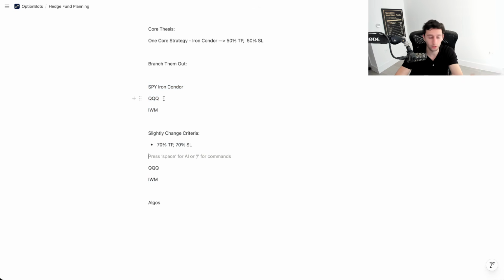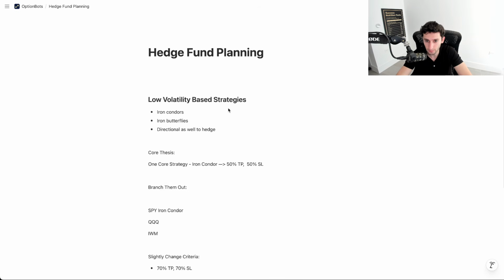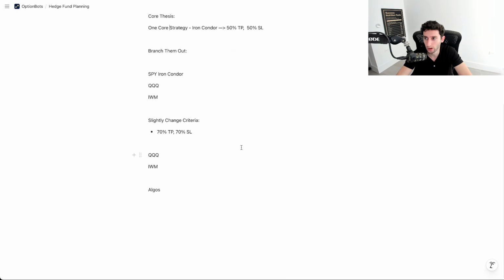So you have SPY, QQQ, IWM at 50% take profit, 50% stop loss. And then you have those same 3 at 70% take profit, 70% stop loss. And you built one core thesis. Sorry, my computer cut out. You had one core thesis, and you basically turned it into 6 different algorithms or trading bots. Okay, so that's kind of the goal with what I want to go with here.